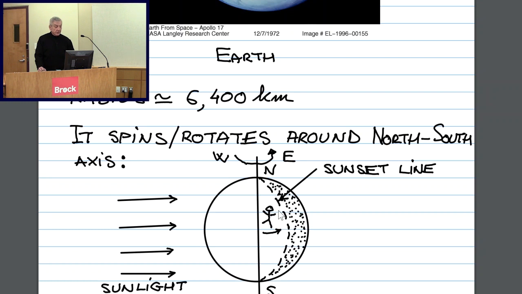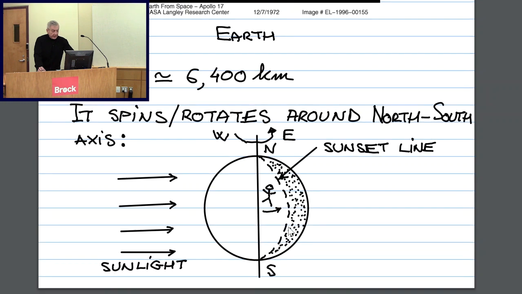So what does this observer see as he starts approaching the sunset line as he's revolving around the north-south axis together with the Earth? Well, to him, the sun would appear to be lower and lower on the horizon, and eventually, once he crosses the sunset line, the sun would set. So what this observer sees is something like this.